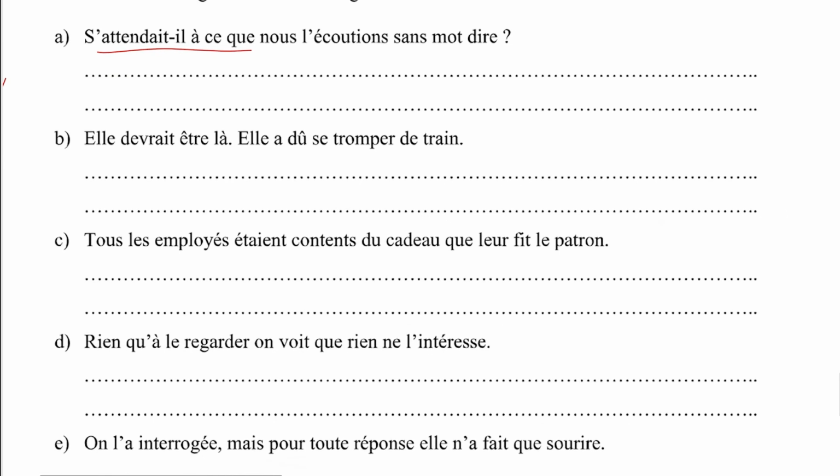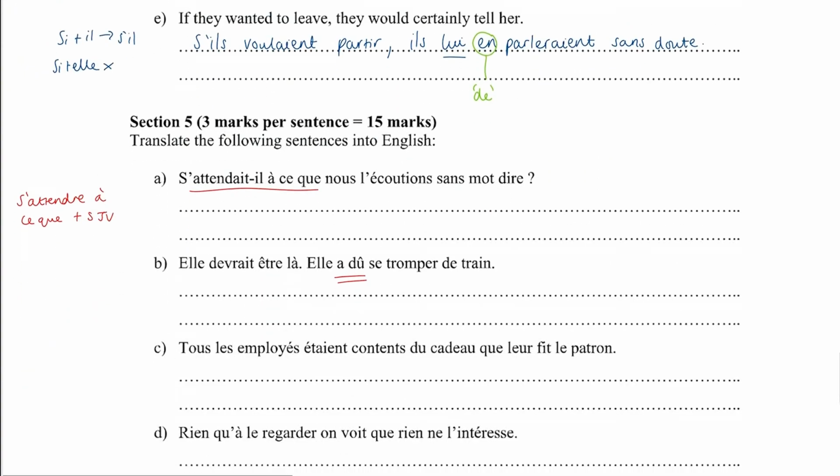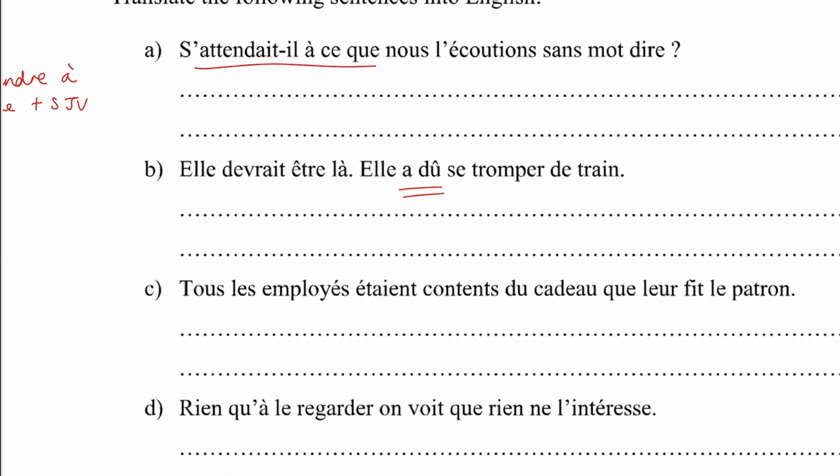Elle devrait être là. She should be there, or maybe she should be here. She should be here. And here is again that a dû. We had it just earlier. And you're going to translate it as she must have. She must have. Se tromper de train. Well, se tromper means to get something wrong, right? So have a think about how you put that into English. Maybe she must have got on the wrong train.